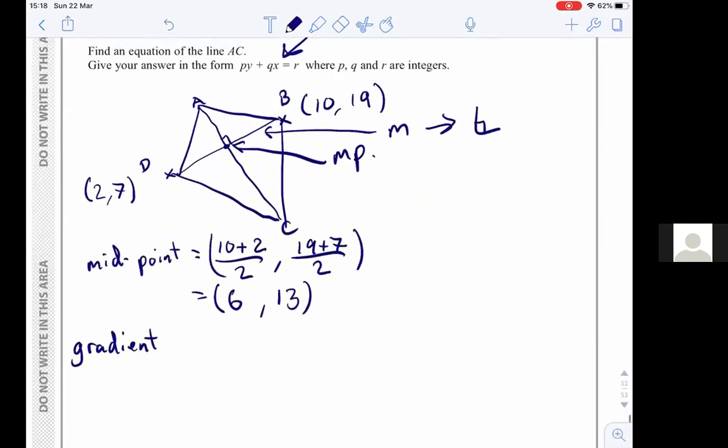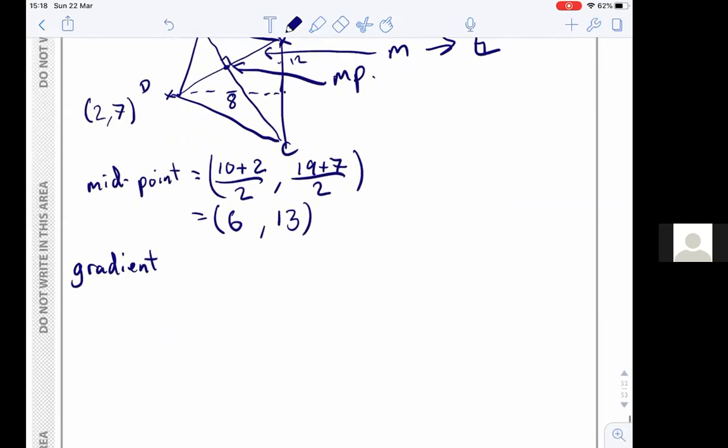again, is rise over run. So I've gone from 2 to 10, so that's 8 across. I've gone from 7 up to 19, so that's 12 up. Remember, it's rise over run. So we've gone 12 up, and we've gone 8 across. And if we simplify that down, that's 3 over 2.